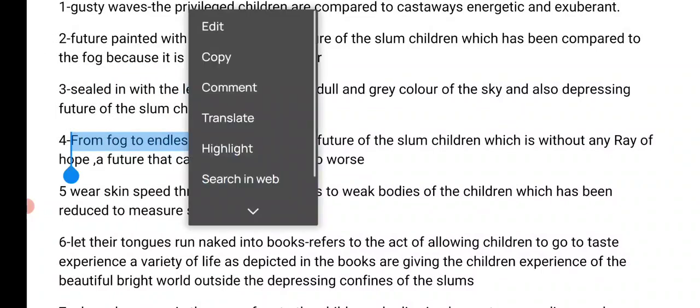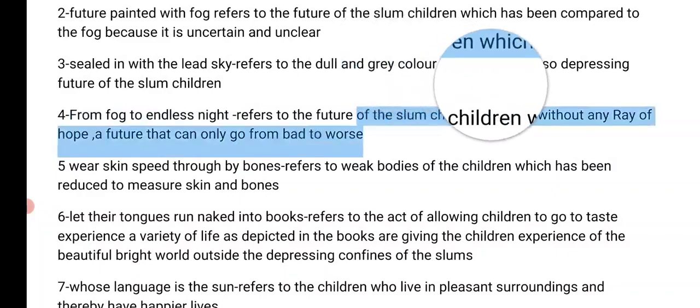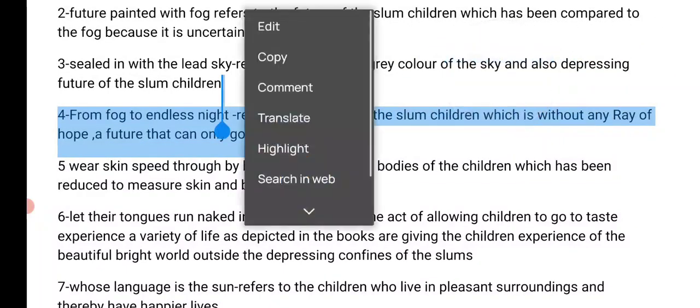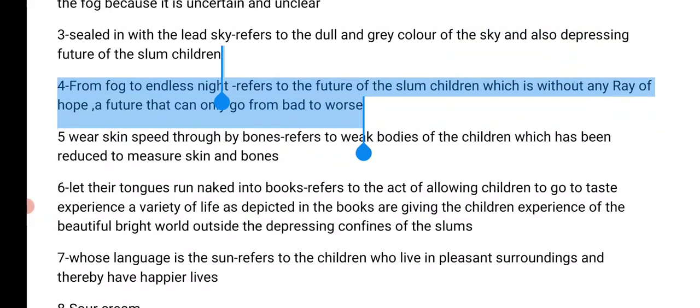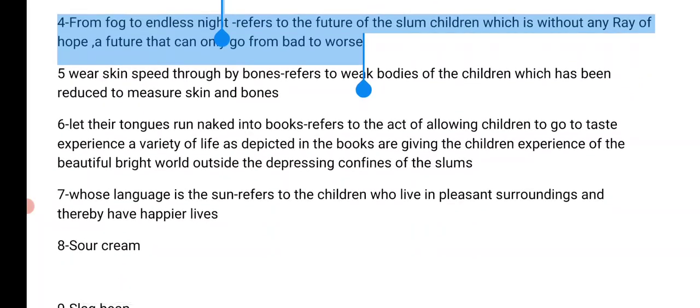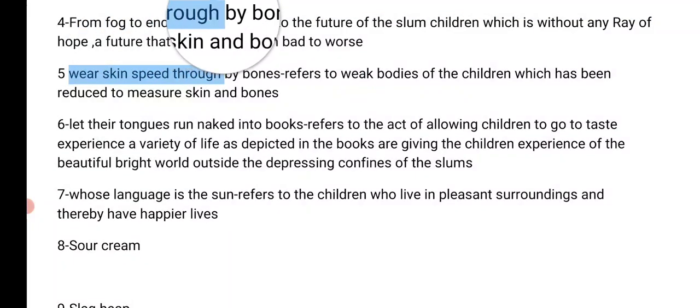From fog to endless night is again an example of metaphor, because you see an underlying meaning, because the literal meaning is something else. So it refers to the future of the slum children, which is without any ray of hope. I mean, they don't have any future, they don't have any opportunity. So their future can only go from bad to worse. It will not improve.